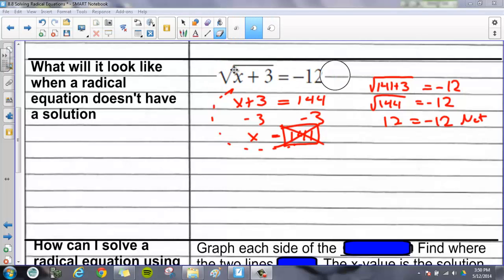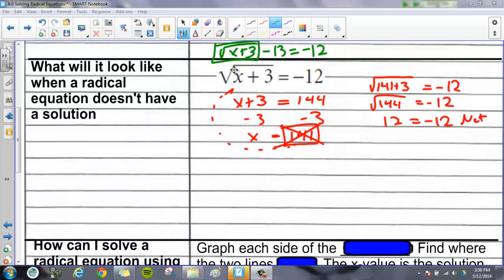Now, the key thing though is some students think, oh, if this square root of x plus 3 minus 13 is equal to negative 12, and right here you see it's negative 12 right away, and you're like, oh no, this one doesn't have a solution because it's equal to a negative 12. Well, no, we don't have the square root by itself yet. We have to add 13 to both sides, and when we do that, we have the square root of x plus 3 is equal to 1, and now it's equal to a positive.